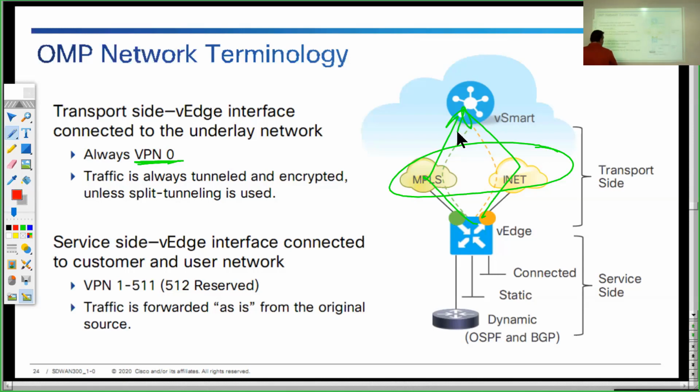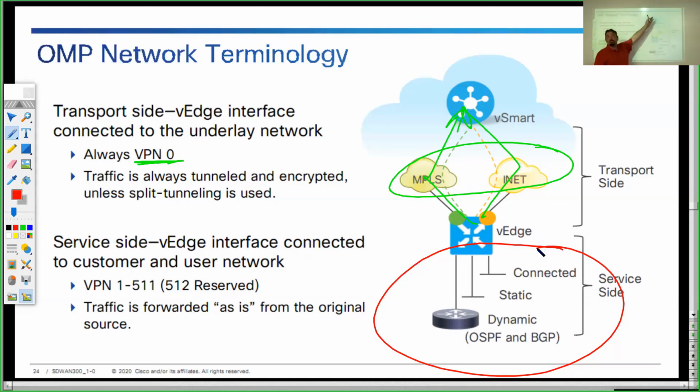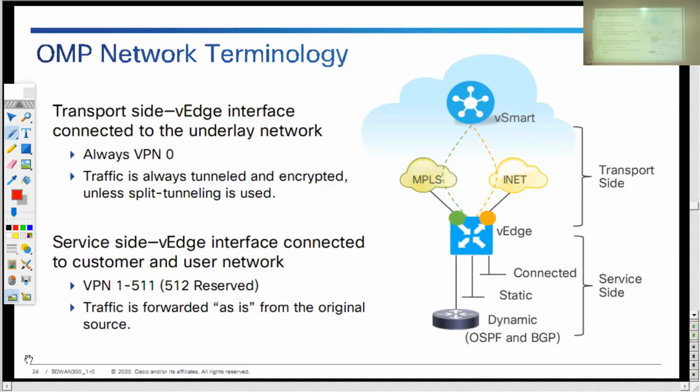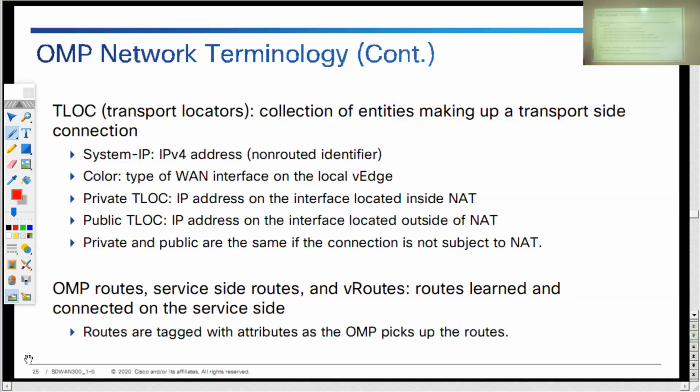Then we have the services side. And the services side would be those connections that we have down at that office. Right? They could be directly connected routes or static routes that are redistributed in OMP, or learned via OSPF or BGP that are redistributed into OMP. Okay. And as they would show, these would be VPNs number 1 through 511 that we're utilizing. So traffic is forwarded as is from the original source at any given time. Okay? That is tunnel.